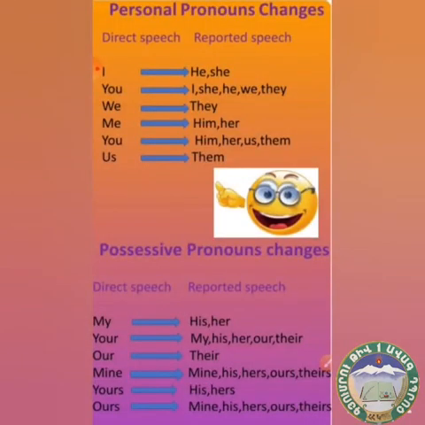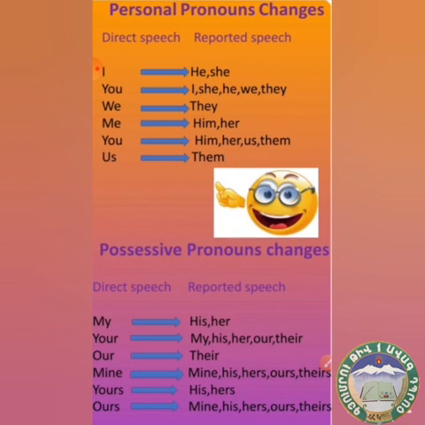When we change direct into indirect, we have pronoun changes too. Personal pronouns change. I changes into he or she. You changes into I, she, he, we or they. We changes into they. Me changes into him, her. You changes into him, her, us or them. Us changes into them.